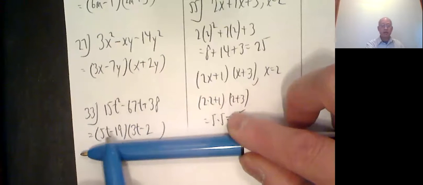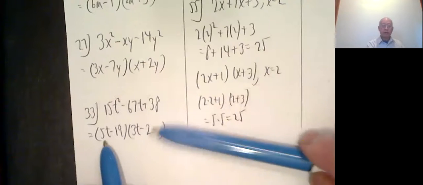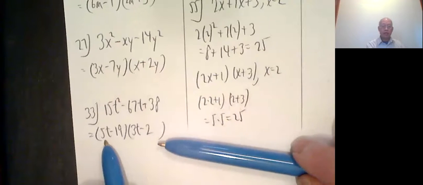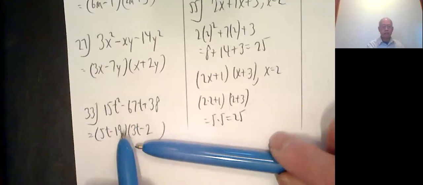Here's a combination, 5t minus 19, 3t minus 2. Double check. The outer is negative 10t, the inner is negative 57t, so put them together, it's negative 67t. So that works.